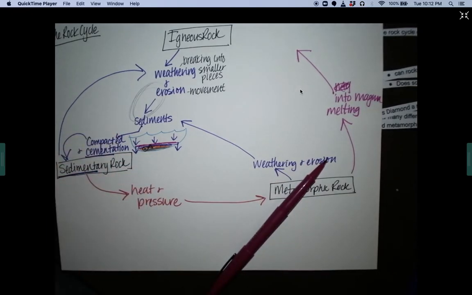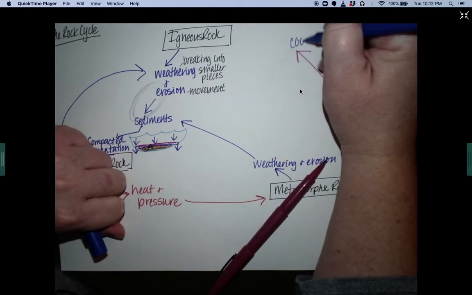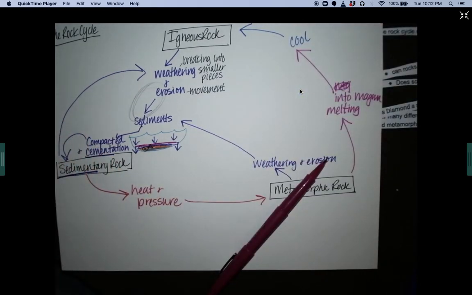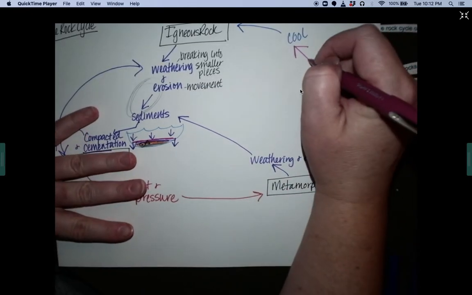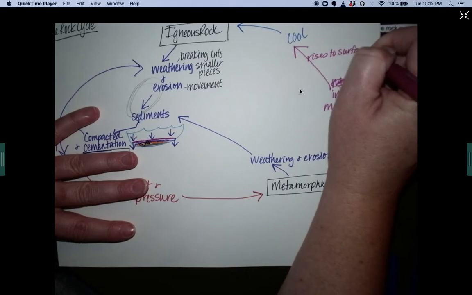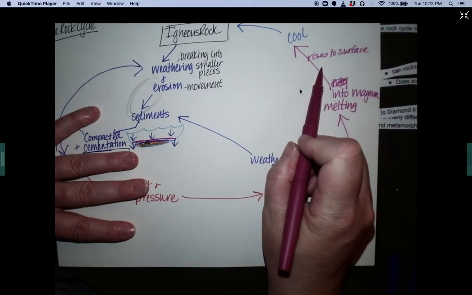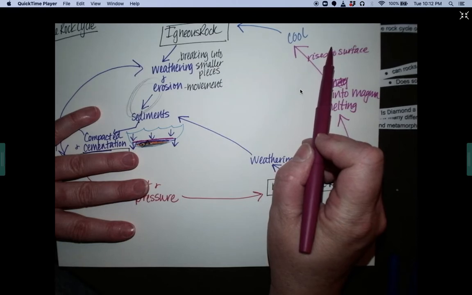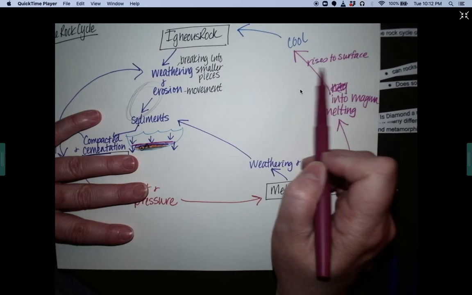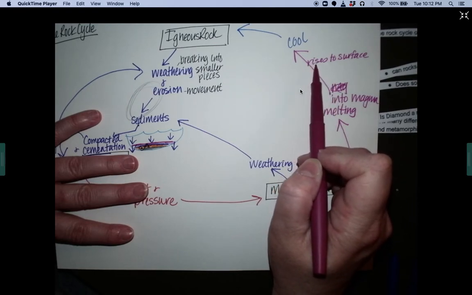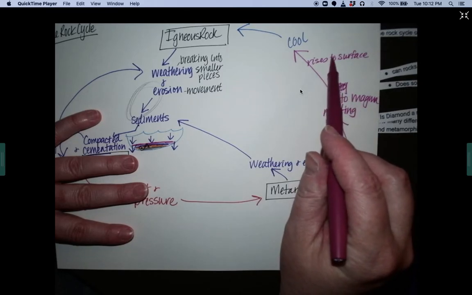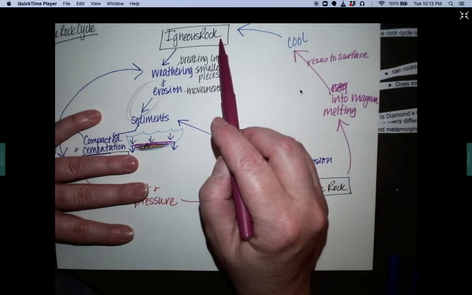I need a blue. It is going to cool and form igneous rock. Forgot one. Rises to surface. Now, as it rises to the surface, it will either break through the surface and become extrusive igneous rock, or it stays below the surface and cools, becoming intrusive igneous rock. But either way, we've got magma rising closer to the surface. It's going to cool off and form igneous rock.